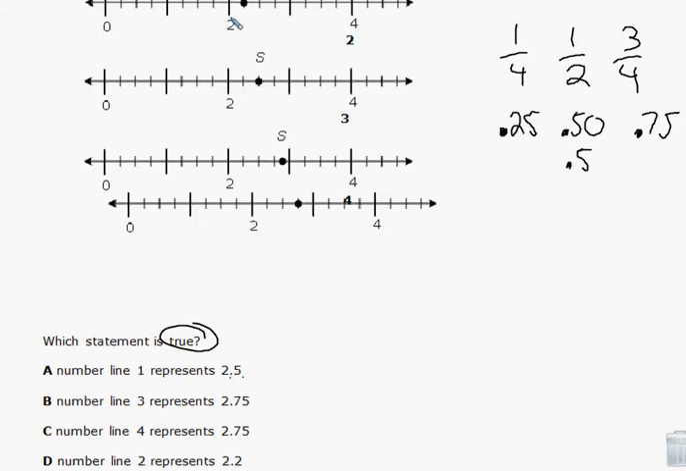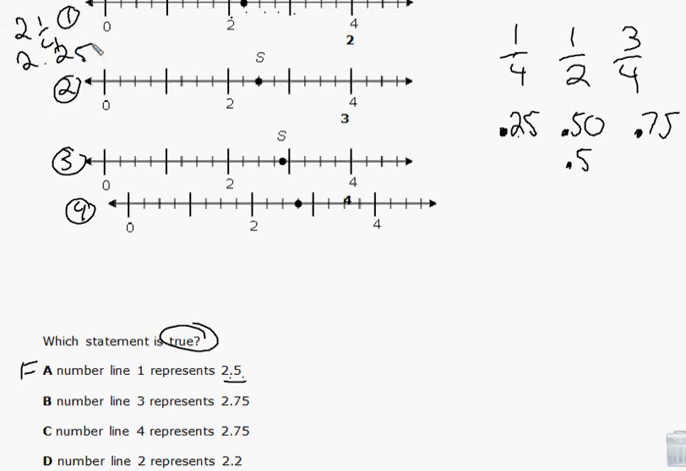So the first one is number line 1. That's number line 1, number line 2, number line 3, number line 4. Number line 1 is 2, and it's broken into 1, 2, 3, 4 pieces. That's the first one. So that would be 2 and 1/4. 1/4 is equal to 25 hundredths. So which statement is true? It's saying that number line 1 is 2 and a half, or 2 and 5/10. So that one is not true. That's a false statement, because it's actually 2 and 25 hundredths.